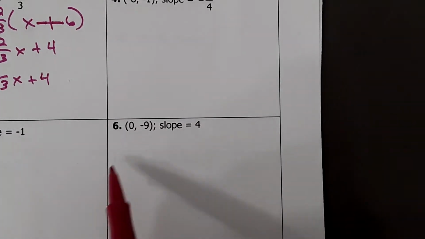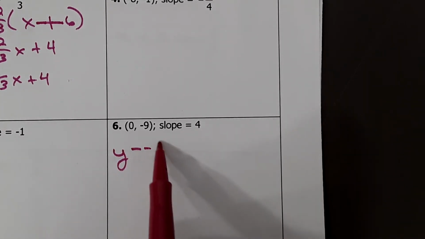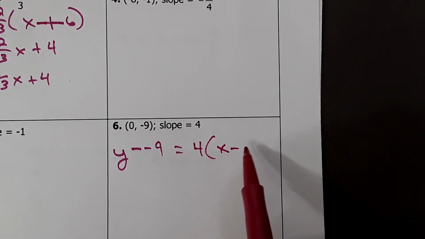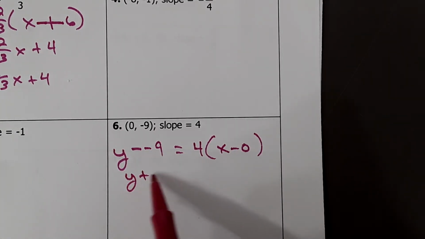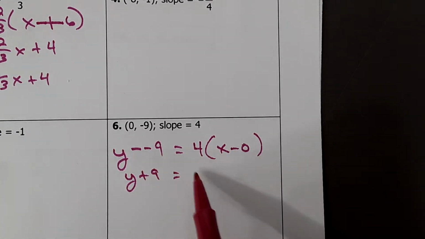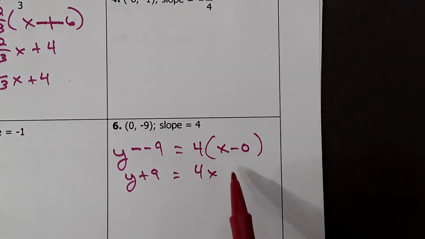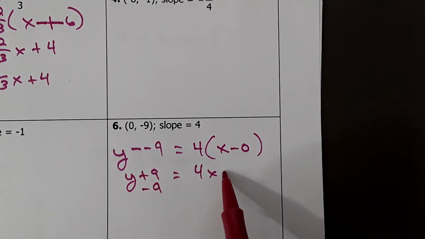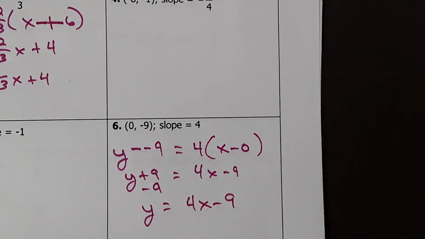Okay. Last one, number 6. Y minus the y number, which is -9, which is going to turn that into a positive, equals the slope times x minus 0, the x number. Distribute, that turns into y plus 9. 4 times x is 4x, and 4 minus 0 is just 4, so I don't even need to write that 0. Take away 9. Take away 9. I'm left with y equals 4x minus 9.